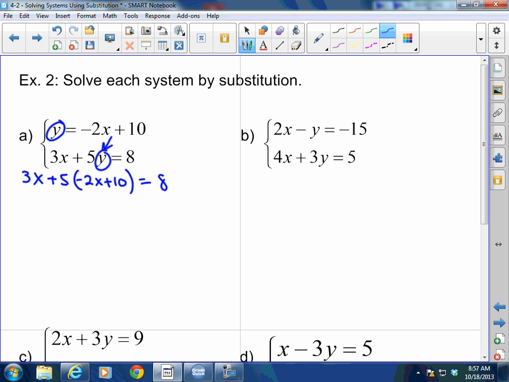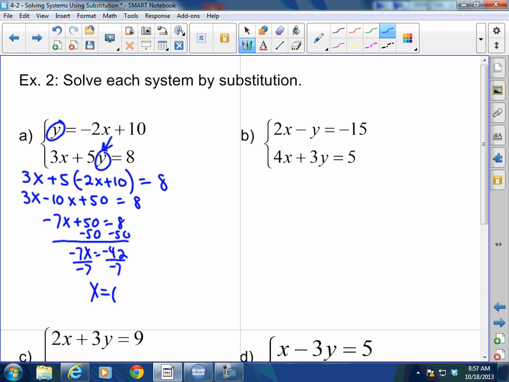I replaced. So now I've got 3x minus 10x plus 50 equals 8. And I've got here negative 7x plus 50 equals 8. Subtract 50 to both sides. Negative 7x equals negative 42. Divide by negative 7. X equals 6. Now that I know what x is, can't I plug that x value back into that x so I can solve for y?